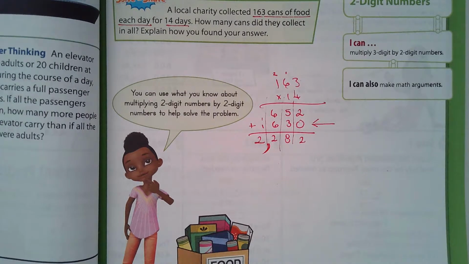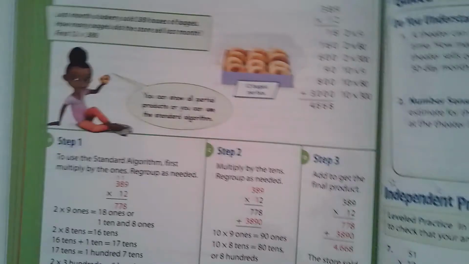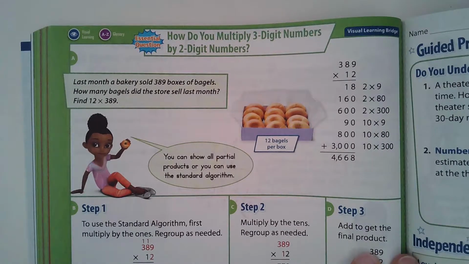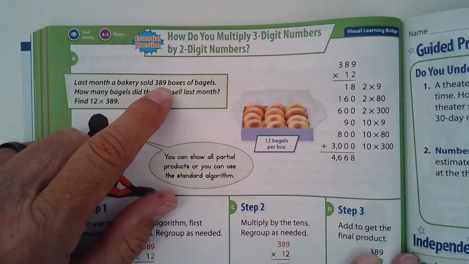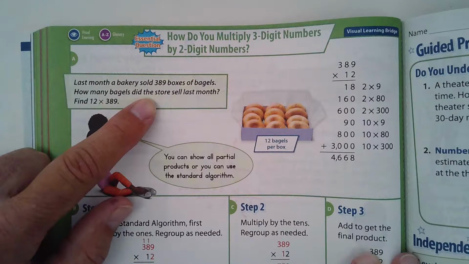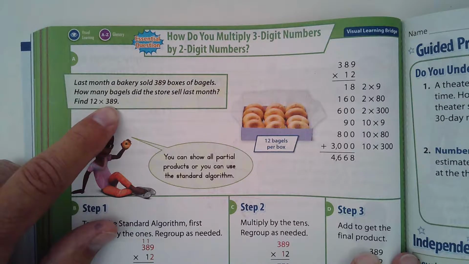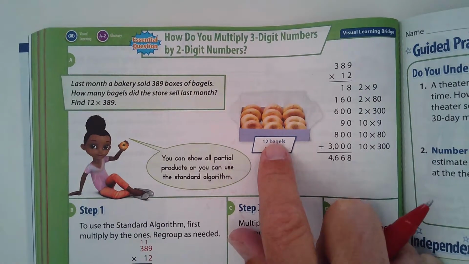So let's see here. Next page, on page 98. Let's look at page 98. So it says last month the bakery sold 389 boxes of bagels. How many bagels did the store sell last month? Find 12 times 389. There's 12 bagels per box.